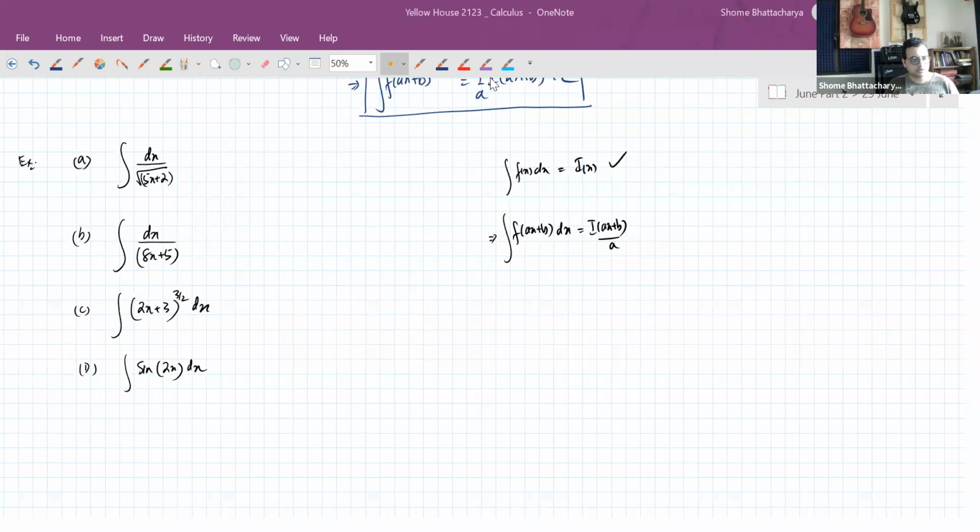Yes, Anirudh, that's correct. So we'll just apply this formula directly. So you can see that the integration of 1 by root x is 2 root x plus c. Okay, because it will become integration of x to the power minus half.